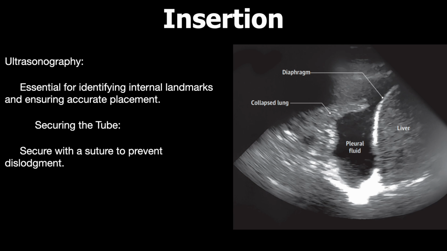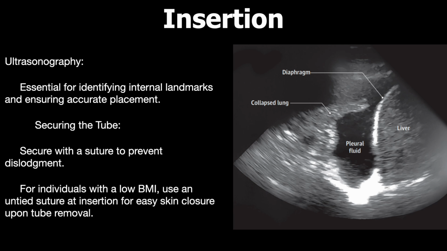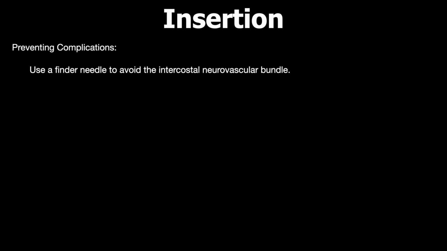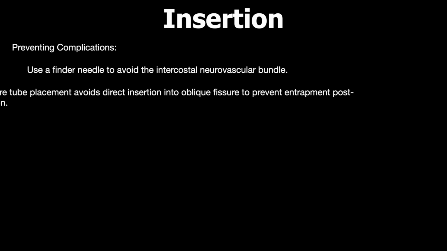Secure the tube with a suture to prevent dislodgement. In a few individuals with low body mass index, use an untied suture at insertion for easy skin closure upon tube removal. Now, preventing complications: use a finder needle to avoid the intercostal neurovascular bundle.